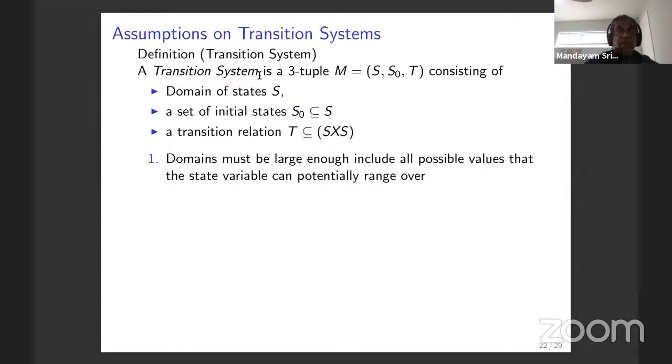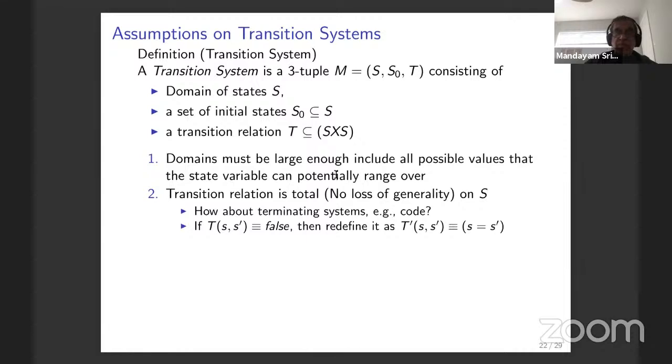So, like I said, the transition system is a three-tuple, which has one component giving the set of all states, the set of initial states, and the transition relations. Domains must be large enough to include all possible values that the state variable can potentially range over. And the transition relation has to be defined as a total relation on its domain, on S, which means that it has to be defined for all things. Now, is this a restriction?